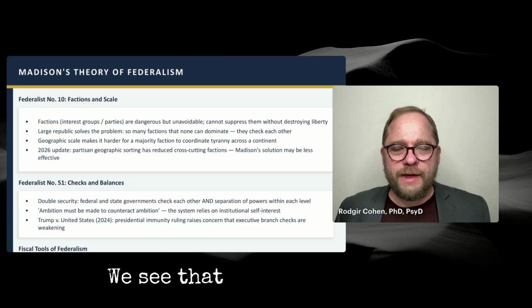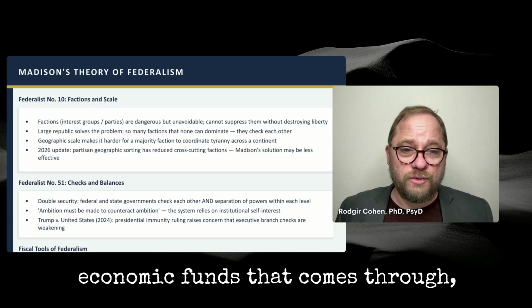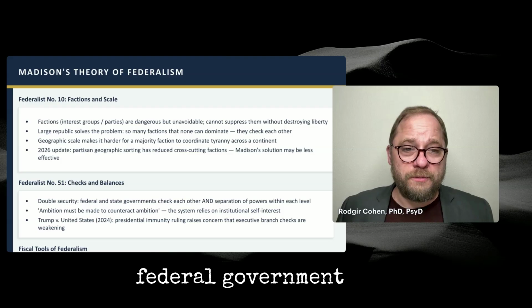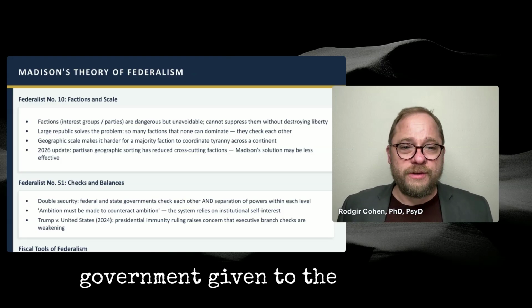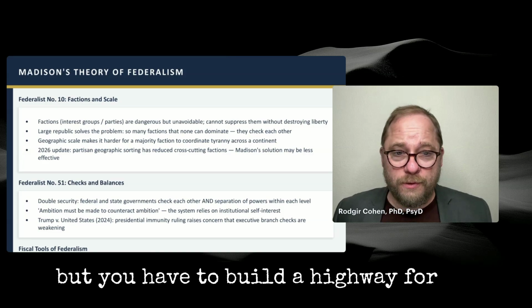We see that the way the United States federal government influences states right now is through economic funds. It comes through things called grants. Categorical grants from the federal government come with strings attached. So money from the federal government given to the states will say, we'll give you this money, but you have to build a highway for it.